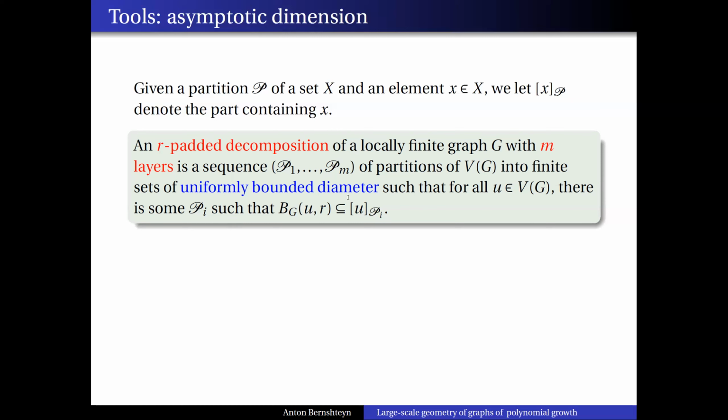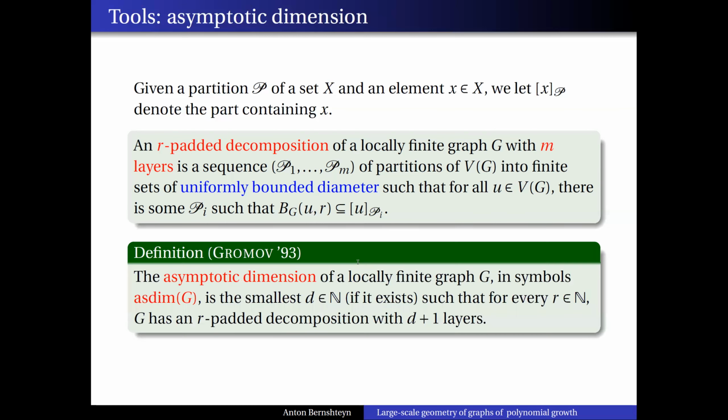So there is a uniform bounded diameter of the parts in all of these partitions, satisfying this condition: for every vertex u of the graph, there is at least one of these partitions where the ball around u of radius r is entirely contained in a single part, the part containing u. So you take a vertex u, you look at this ball of radius r, you have these m partitions. In one of them, this ball is covered by a single part. Again, I'll show you pictures on the next slides.